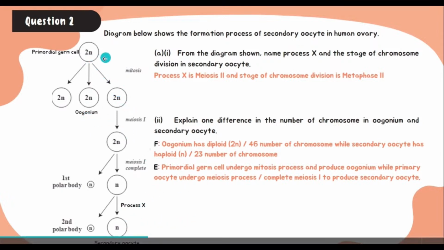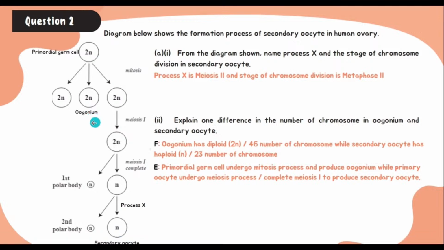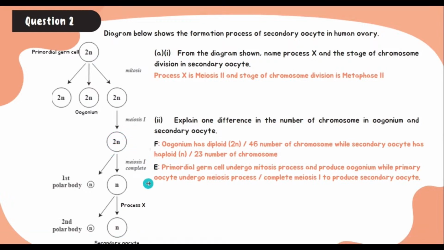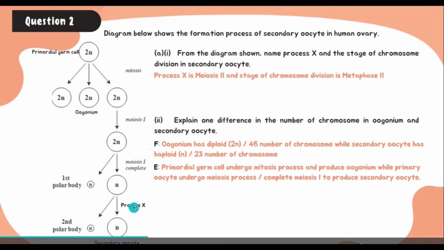Simple. You can see that oogonium forms when primordial germ cells undergo mitosis. You get the oogonium. And for the secondary oocyte, the primary oocyte completes meiosis 1 and forms the secondary oocyte, which is haploid.